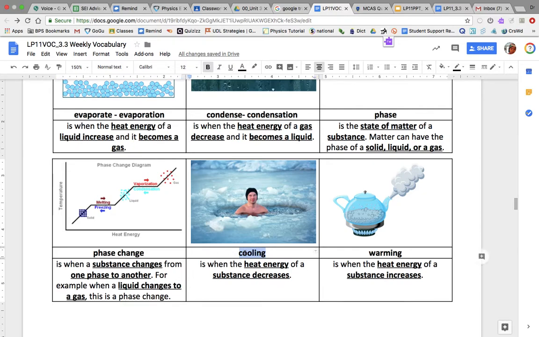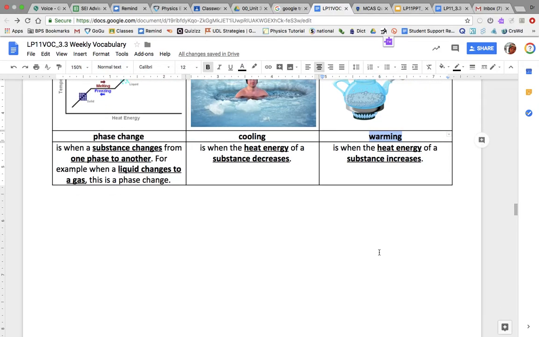Let's say cooling. Cooling. To change phase, you need to cool or warm. Cooling is when the heat energy of a substance decreases. Warming is when the heat energy of a substance increases. You give it more heat energy, and it is going to warm up or heat up. Okay? So we're done with the vocabulary.